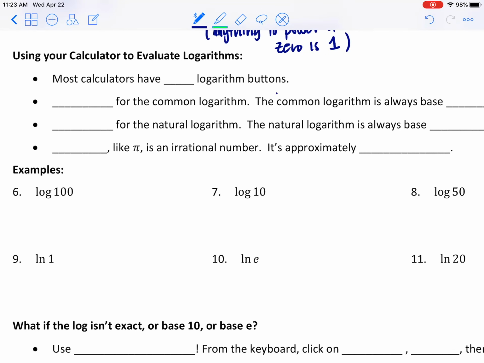Okay, now if these are a little challenging for you, don't freak out just yet. I'm going to show you a way to do these with your calculator, but hopefully most of this is making sense. Now, most of your calculators have 2 log buttons.